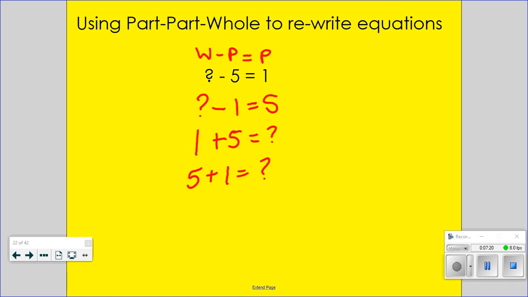I will tell you, this equation right here is probably the easiest for my brain to think about. I can figure out something minus 5 equals 1. I can figure it out. But it's way easier if I just rewrite this equation as an addition problem to figure out what question mark is going to be. Did we do any addition or subtraction? No. We're just rearranging our equations.